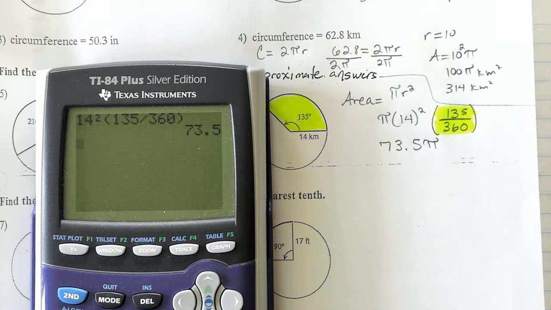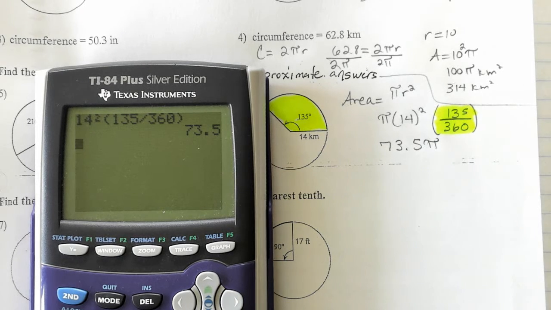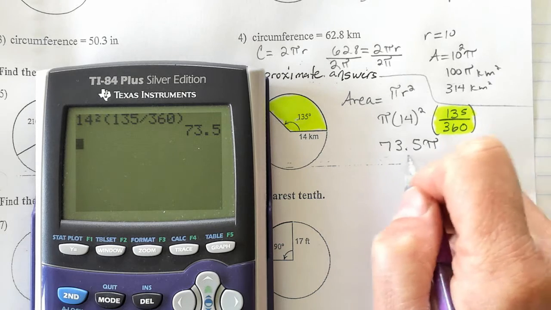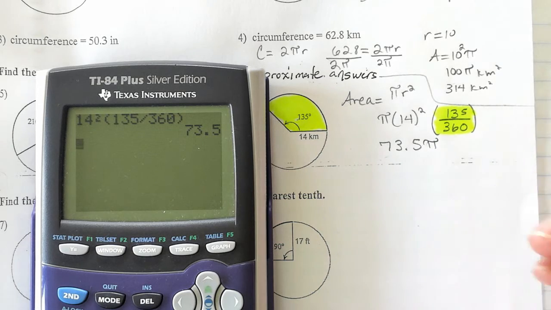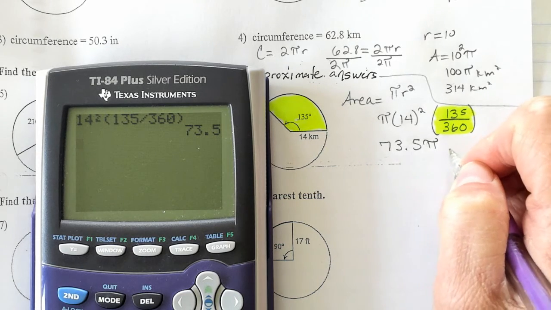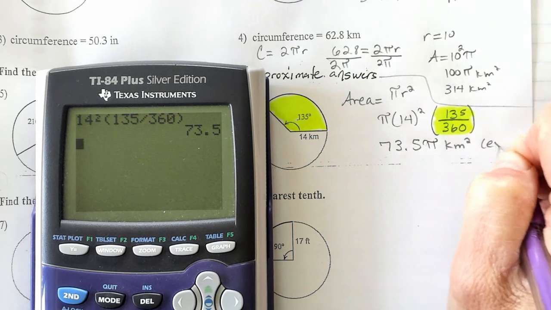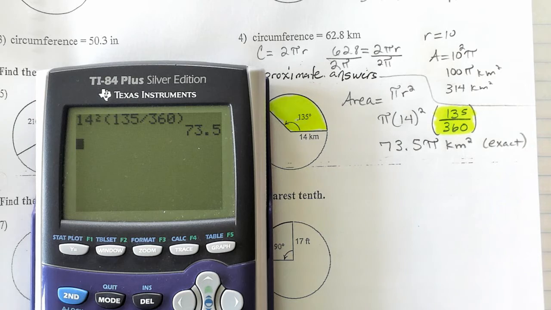When we talk about leaving it as an exact value, we're leaving pi. Pi is irrational. It's not really 3.14. It goes on forever and ever. So we don't want to chop it off at 3.14 all the time, but we don't want to write all that stuff because we would literally never stop. So when we talk about leaving it as an exact answer, we're leaving it in terms of pi. Because we were talking area, it will be kilometers squared. So this is the exact value.